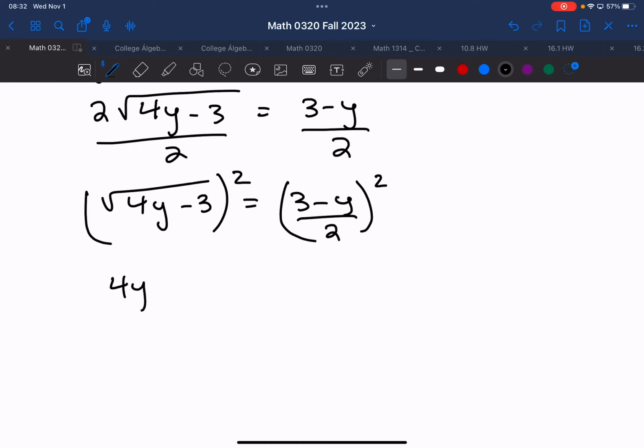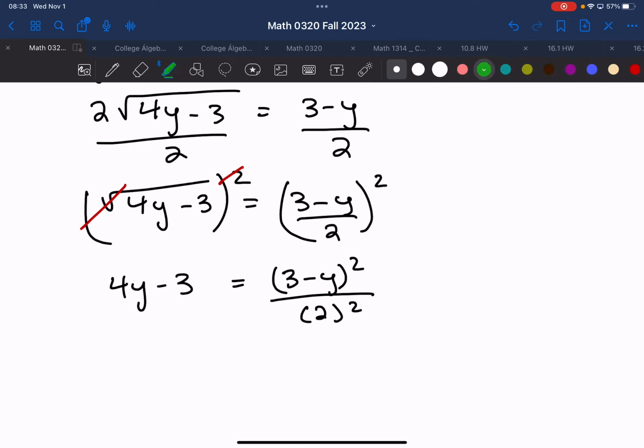So I have 4y minus 3, because the square root and the square cancel, is equal to 3 minus y squared over 2 squared. I went ahead and just gave that square to both of them. Now that we got rid of the radical, we're still going to have to deal with a couple things here because notice that we have a variable on both sides. So the first thing we're going to do is this part here.